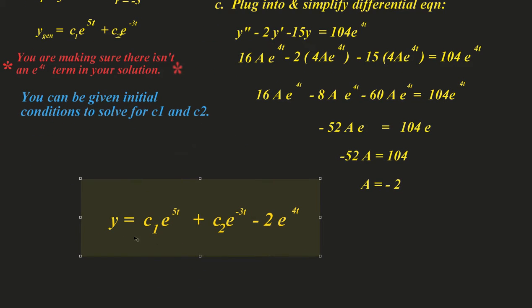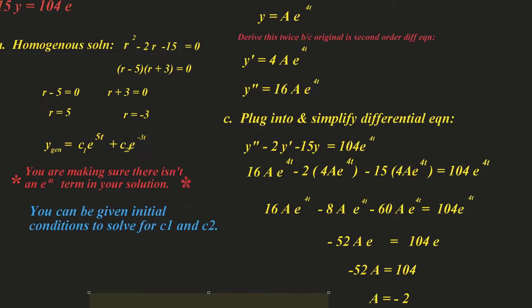So then your solution becomes y equals c1 e to the 5t, c2 e to the -3t, minus 2 e to the 4t. And again, you could have solved for c1. I'm not really concerned about that part of this video, so I'm more concerned about finding this particular solution. All right? So that was a quick example.